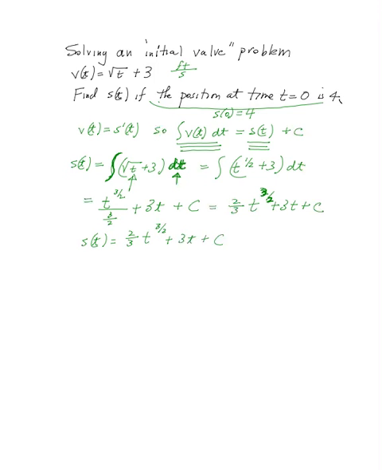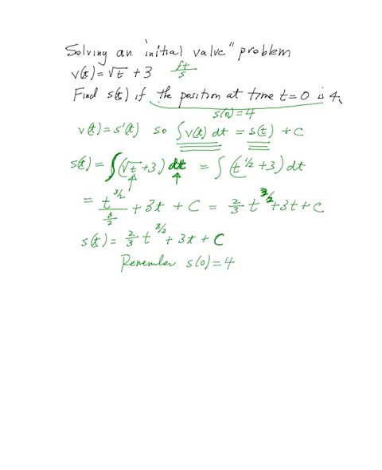But I can figure out what this particular constant is because I'm given s of 0 equal 4. If I were not given that initial condition, then the position could be any number of things, all that differ by a constant. But once you tell me that initial condition, then I can find my constant.